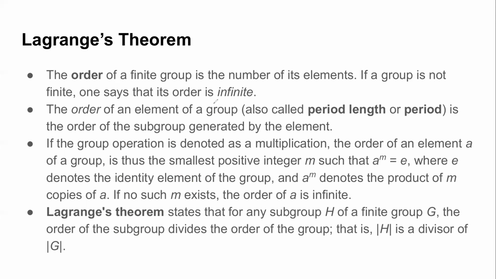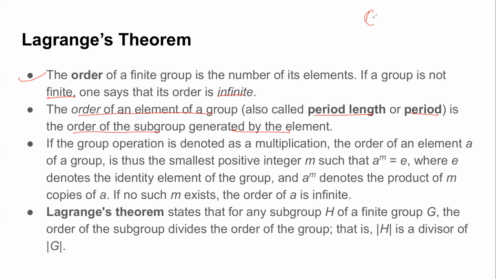And we know that if the number of elements is finite, the group is finite. Otherwise, it is infinite. So that is the order of a group. Now, there is also something called the order of an element of a group. It's not the order or size of the entire group, but the order of a specific element, which is sometimes also called the period length or period. So what is the order of an element of a group? Basically, it is the order of the subgroup which is generated by that element. What does it mean?